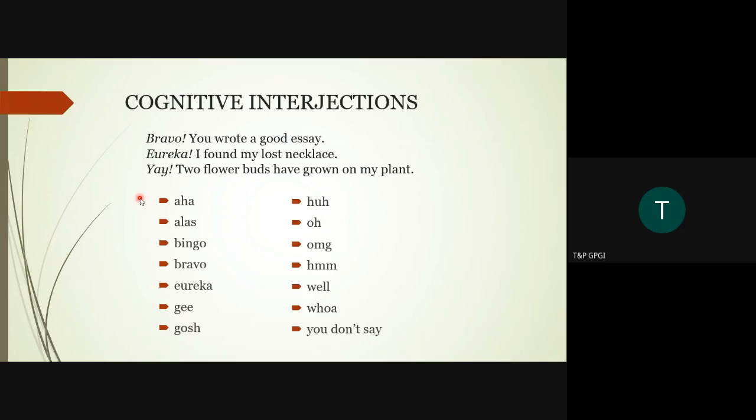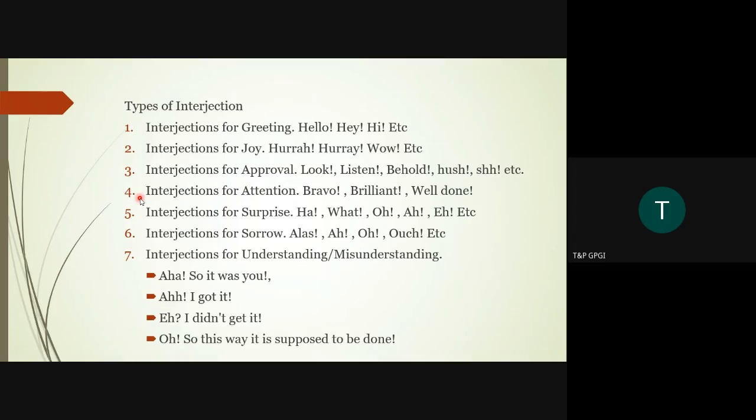Or Eureka, I found my lost necklace. It's a happy emotion. Or yay, two flower buds have finally grown on my plant. So I'm happy. So these are the cognitive interjections, and the list goes on. There are so many, so I'll just summarize it for you.